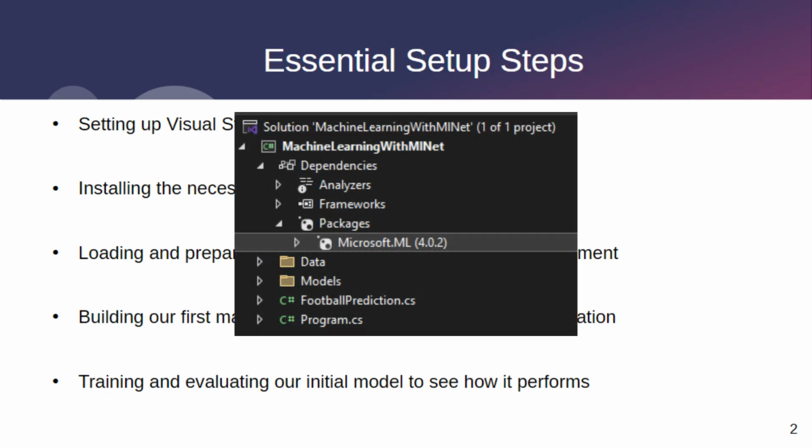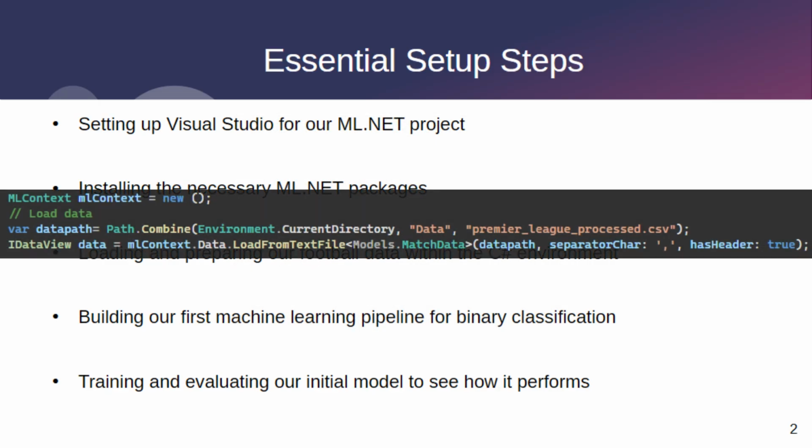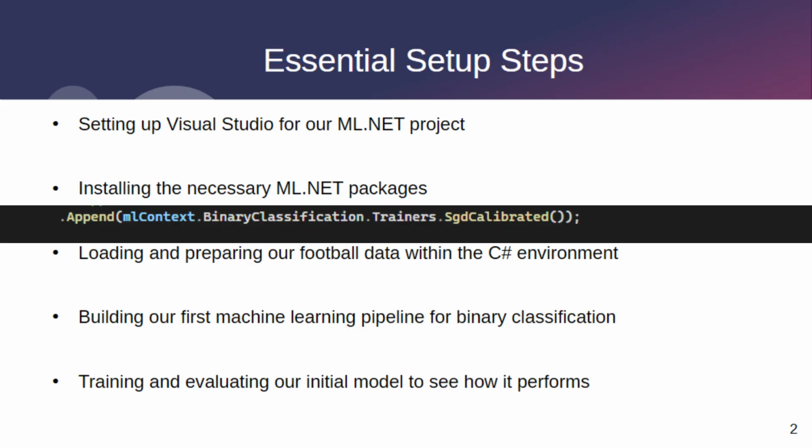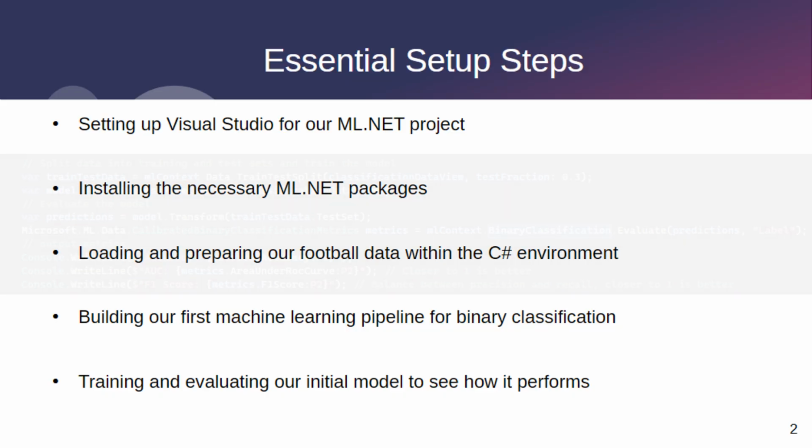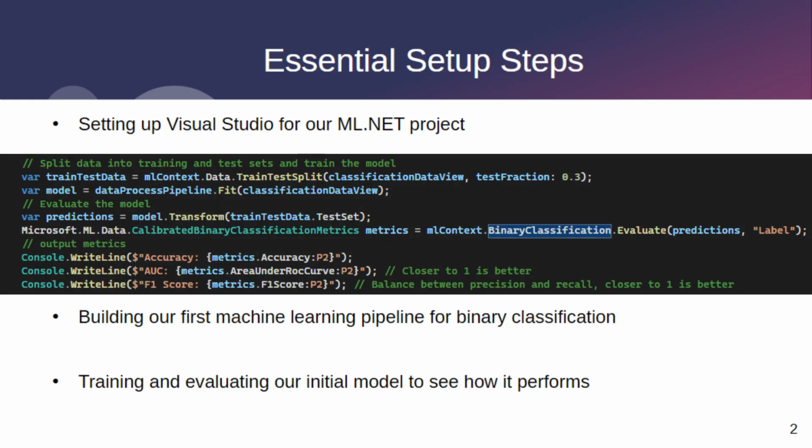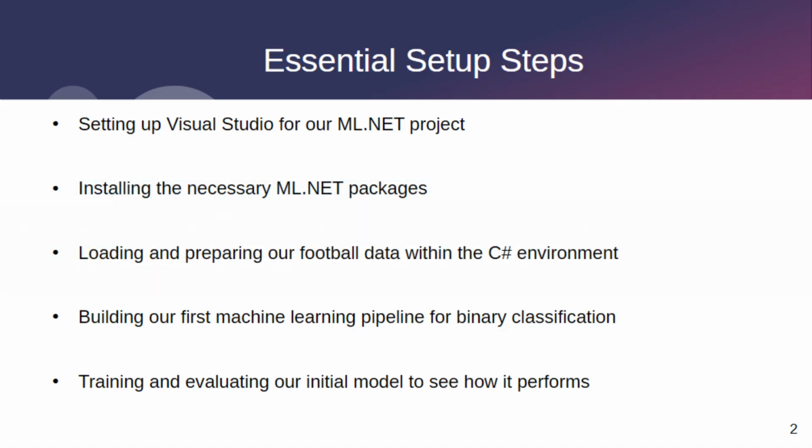First, we set up Visual Studio for ML.NET project and install the necessary ML.NET packages. Then we load and prepare our football data within the C# environment, building our first machine learning pipeline for binary classification. At the end, we train and evaluate our initial model to see how it performs. Get ready to write some code and see ML.NET in action.